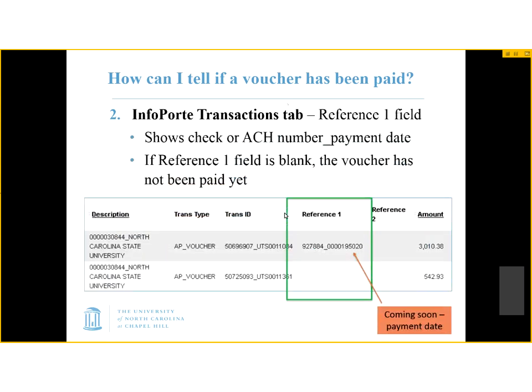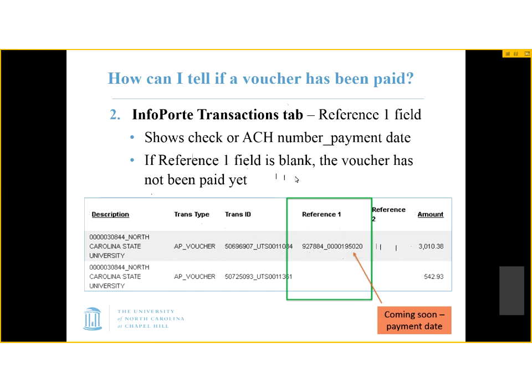When you click search and get your search results, this is an example of a row in the search results, and so you can see here's a voucher. I've got my voucher ID, my invoice ID, etc. In the reference 1 field is where I have my payment information. So if the voucher has been paid, you will see numbers in the reference 1 field. If the voucher has not been paid, then you will see nothing in the reference field. It'll be blank space.